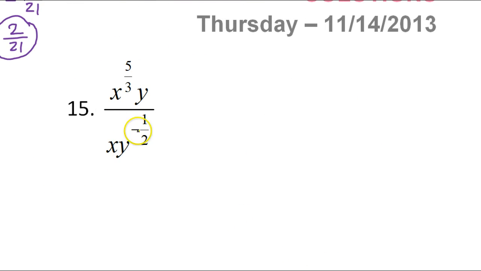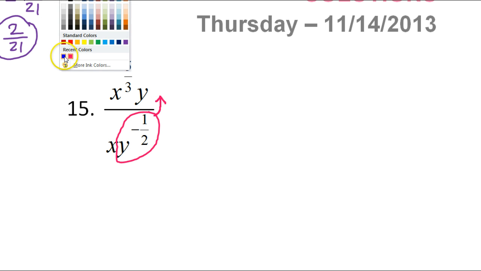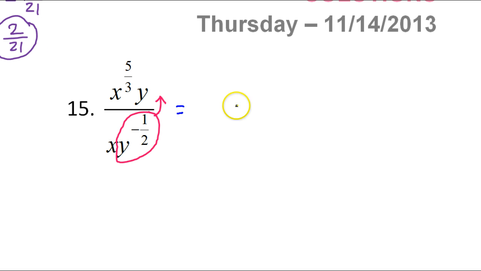Okay, wow, now we have different variables and things happening. Let's see, what are we going to do? Well, let's do this. First of all, let's deal with this negative exponent. You know that if you have a negative exponent, then that variable is on the wrong side of the fraction. So this is going to have to move up. So on the next step, this is what I'm going to have.